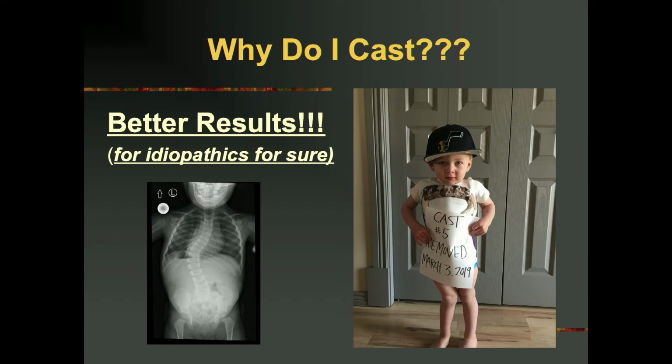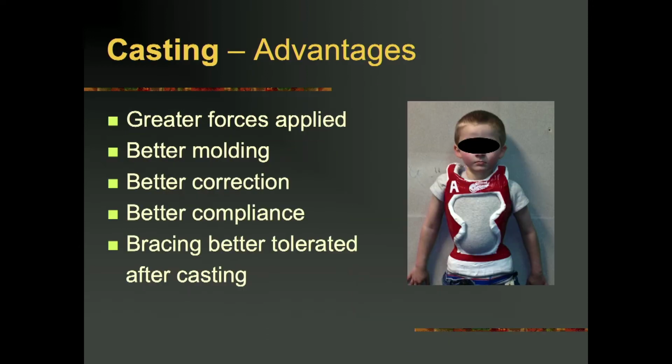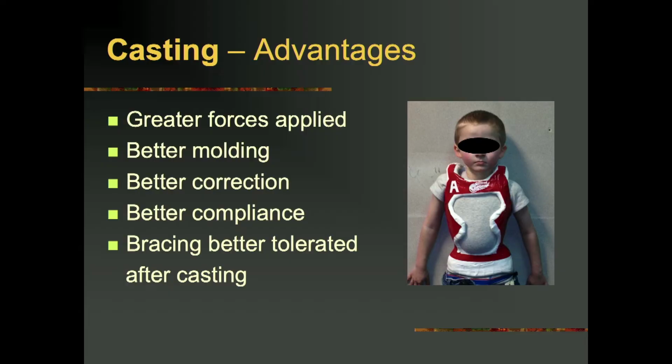The reason I cast is really clear as opposed to using a brace. There's much, much better results, particularly for our idiopathic population. Some of the advantages of casting are greater forces are applied, there's better molding, better correction. Not better compliance, there's guaranteed compliance, which is I think the biggest factor. Because, I mean, my daughter has scoliosis, she's almost 13. She wears her brace, she does really, really well because, you know, I'm forcing her to do it, and that's not the case for all of our families. And so when you're talking about a limited window to effectively treat these kids with a cast or a brace, I think that a cast guarantees compliance.